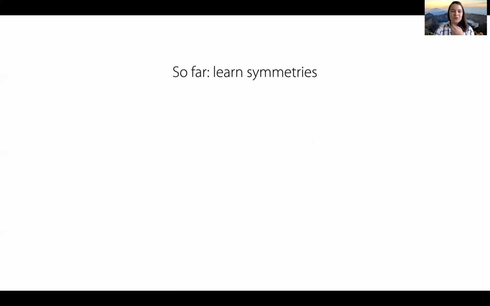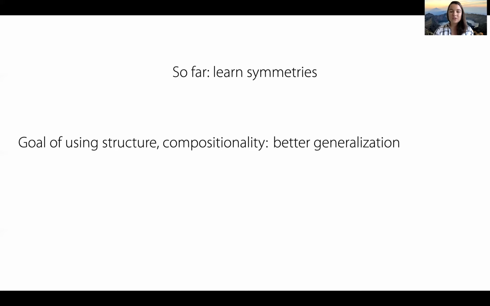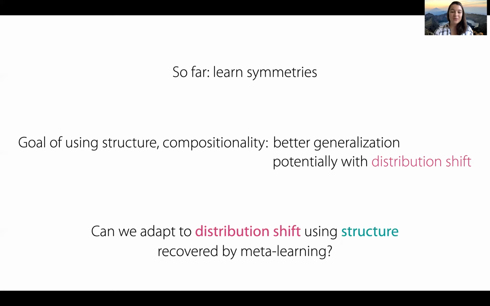So far we've shown how we could learn symmetries. And the goal of using this sort of structure, compositionality, symmetry, and so forth, is usually to get better generalization. We showed that we were able to get better generalization to, for example, augmented data. But now I'd like to talk about how we might get better generalization in the setting where you have distribution shift. Essentially, can we adapt to distribution shift using the structure recovered by meta-learning?